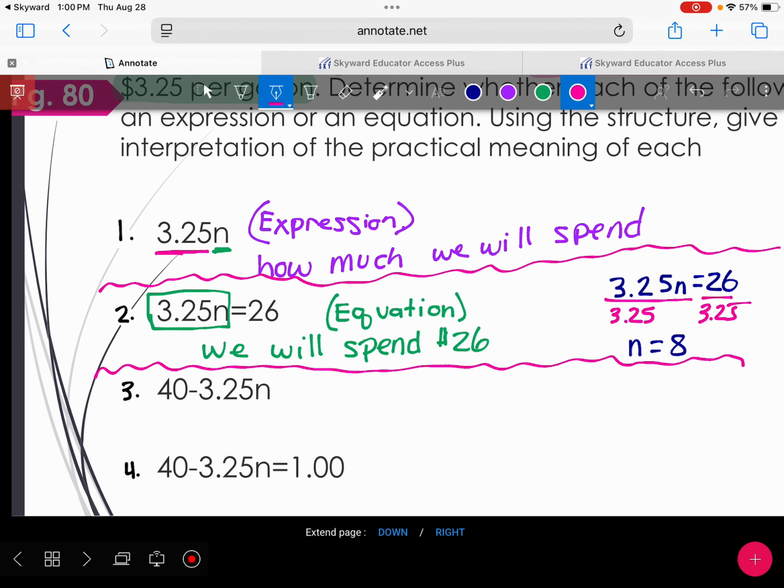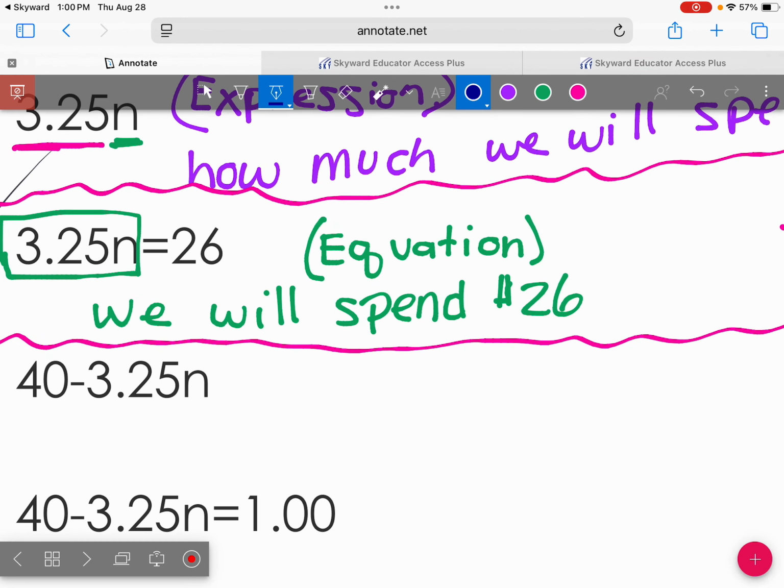Because number 3, we have another expression. It does not have an equal sign, so this is an expression. And we want to see if we can figure out what this is trying to be. I would say $40 minus $3.25 for each gallon. It's the $40 minus however much you spend on gas. So it's how much money we have left, right?